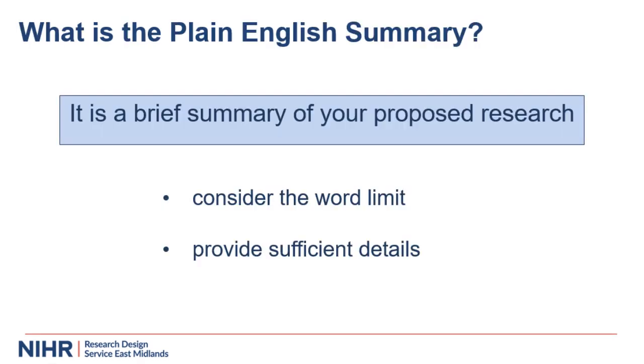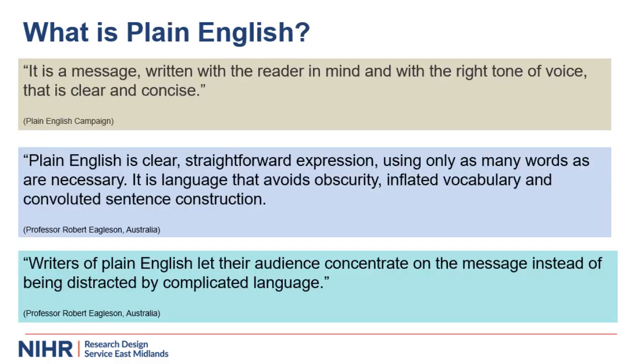Writing a good plain English summary is challenging as you have a relatively small word limit for the brief summary of your proposed research. Although it is brief, it has to explain the research in enough detail for the reader to get a complete picture, including background, methods and plans for dissemination of findings. In addition, the plain English summary needs to be understood by anyone who wishes to read it, including the general public. From these three definitions, we can see that plain English is clear, concise, and straightforward.